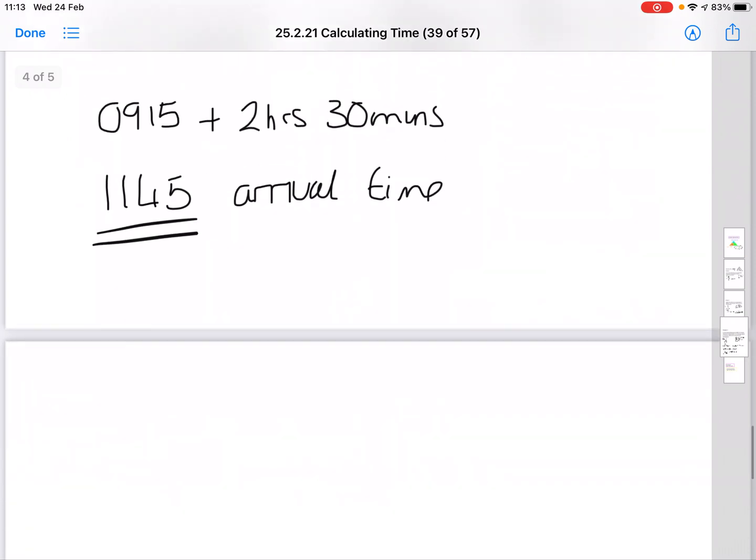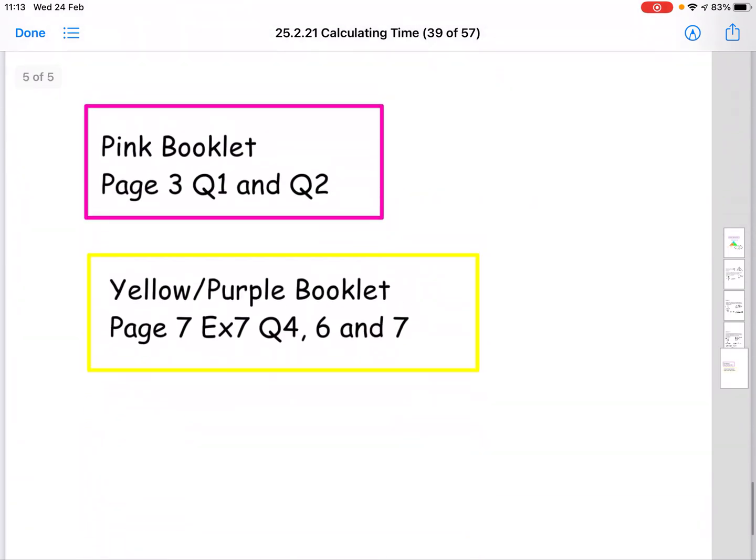So the questions for today, the pink booklet, if you're going to attempt the pink questions, it's page 3, question 1 and 2, and it's just all of that. Today I'm not picking out certain ones, just all of 1 and all of 2. And then for yellow and purple, it's page 7, exercise 7 in that yellow purple booklet, question 4, 6 and 7 today. So the last couple of lessons it was 4, 5 and 6, but today I want you to do 4, 6 and 7. So make sure you're looking at the right questions.